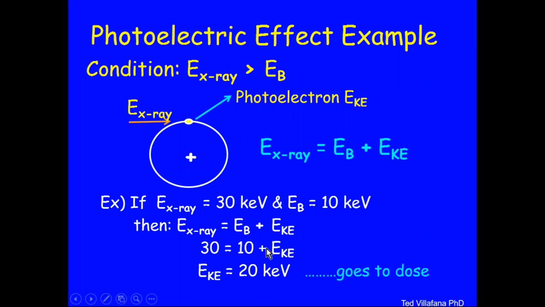Down at the bottom of this slide is a little example of this energy balance equation, and it's asking, what is the kinetic energy of that electron? Given that 30 keV came in and 10 keV was the binding energy, the kinetic energy, if you just plug in the numbers, would be 20 keV. What happens to that electron? It goes to dose. All electrons go to dose.